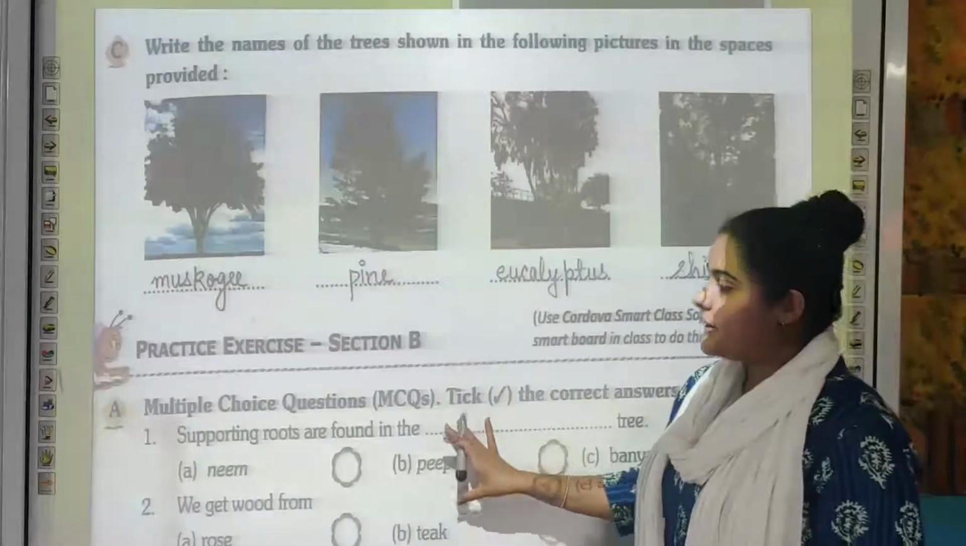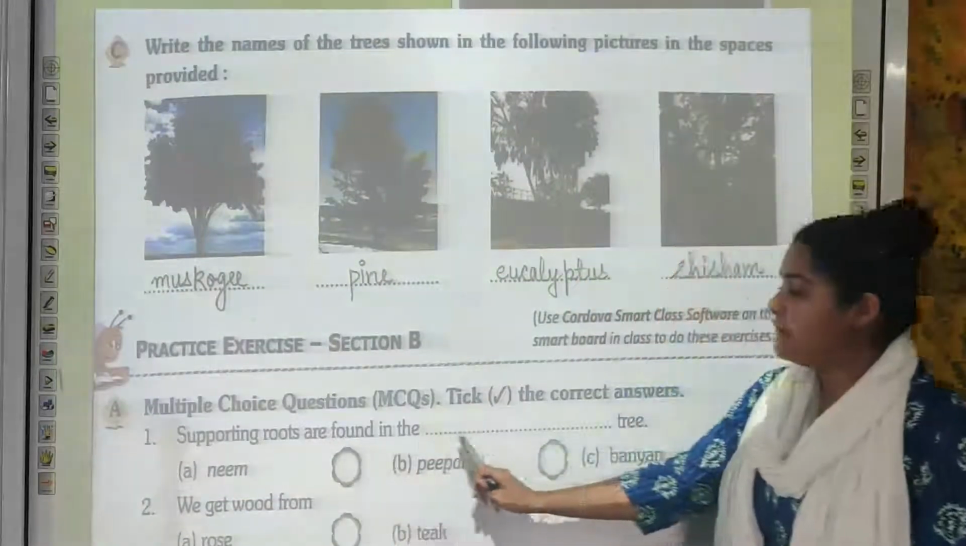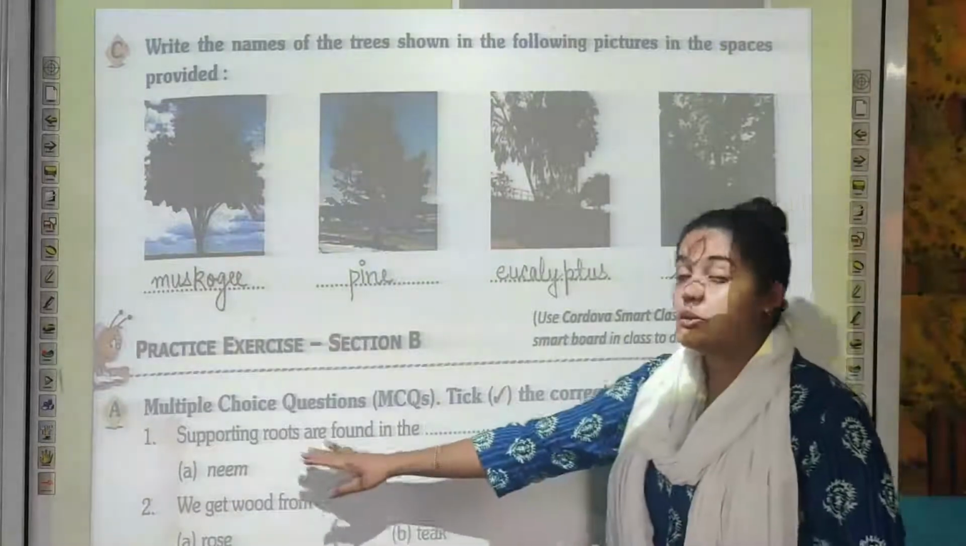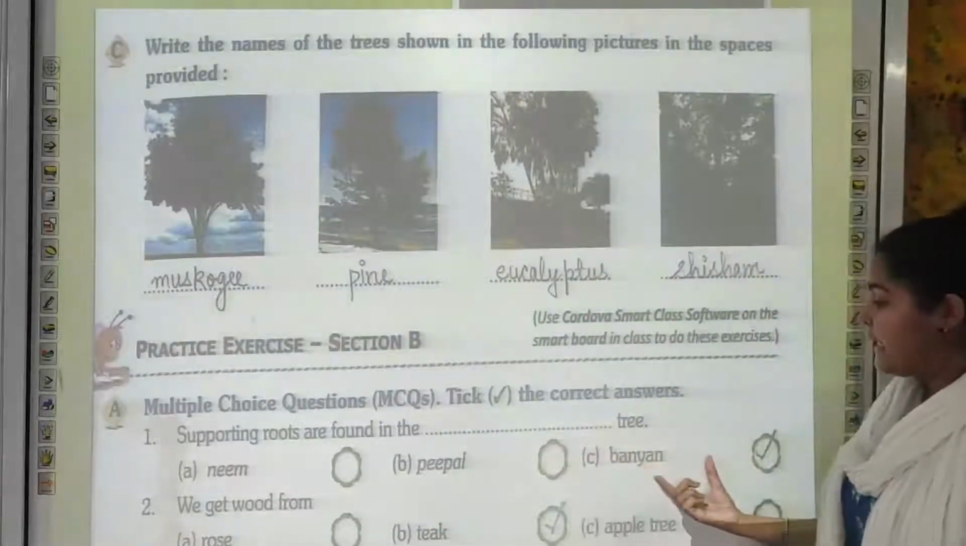The section B of the exercise, that is your first multiple choice question. Supporting roots are found in dash. So supporting roots are found in neem, peepal or banyan tree. So these are found in the banyan tree.